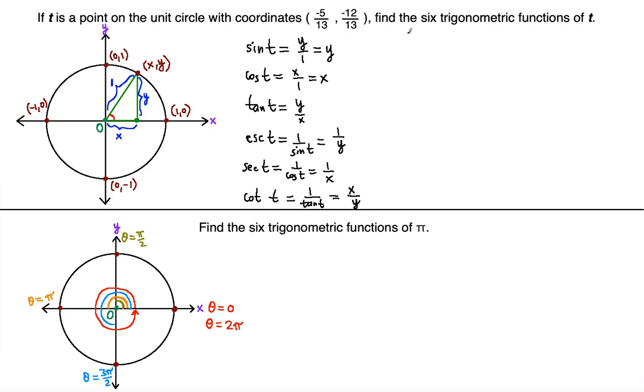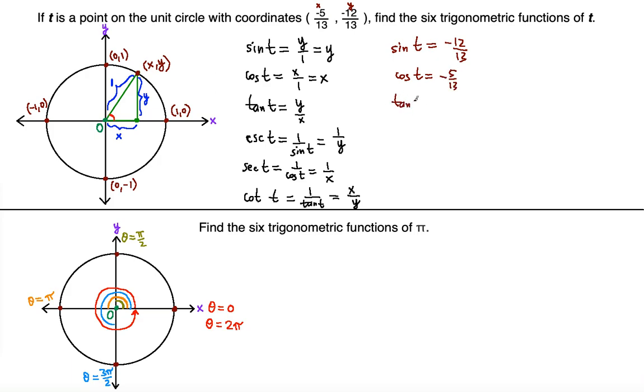So we know that the sine of t in this case is going to be y. What is the y value here? Because this is x comma y, right? So that means it's negative 12 over 13, according to the rule that we've set up. Negative 12 over 13. The cosine of t is going to be x. What is the x here in the coordinate ordered pair? Negative 5 over 13.